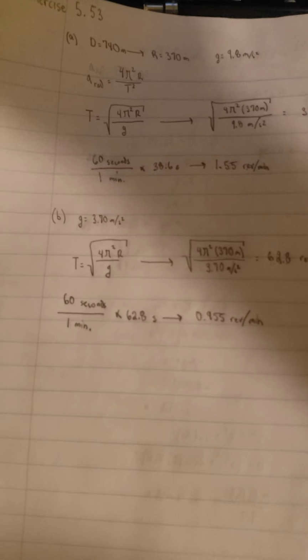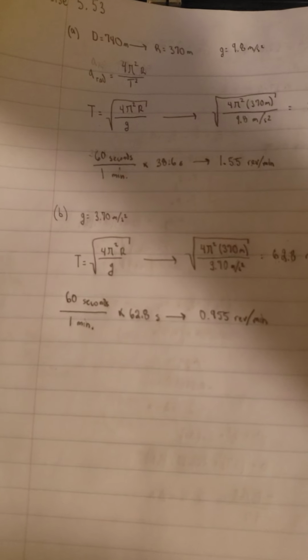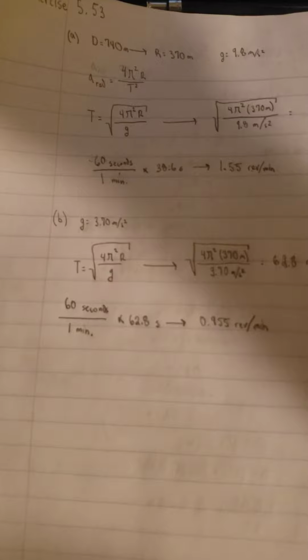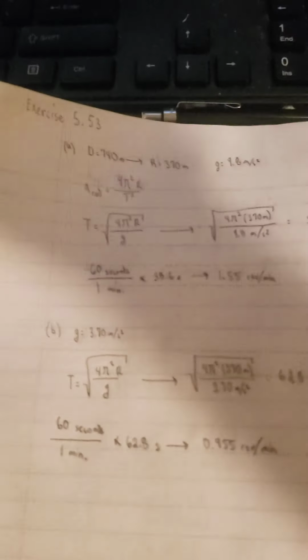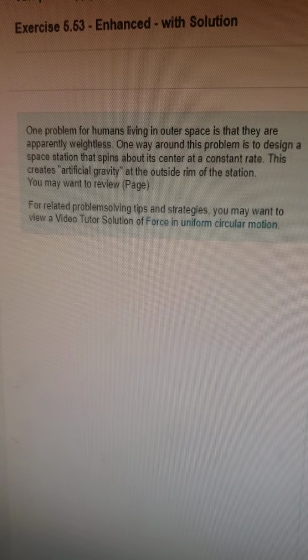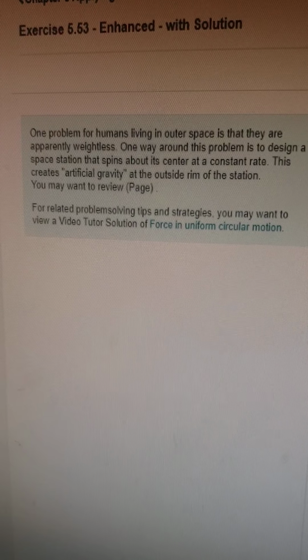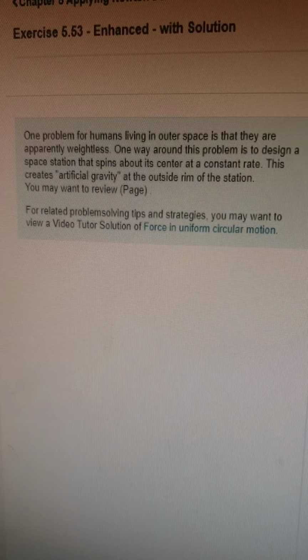Alright, in this video I will show you how to do exercise 5.53, which reads: one problem for humans living in outer space is that they are apparently weightless. One way around this problem is to design a space station that spins about its center at a constant rate. This creates artificial gravity at the outside rim of the station. You may want to review page.